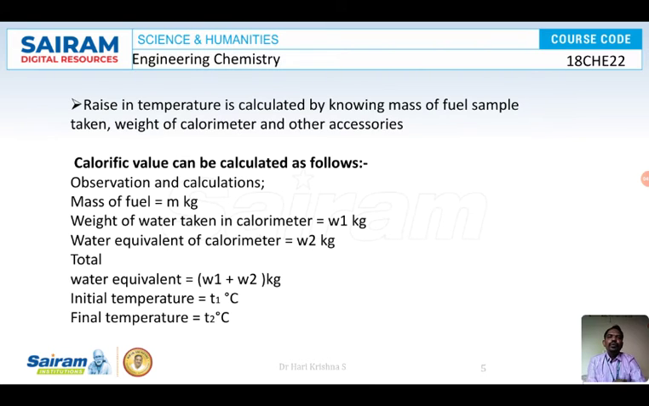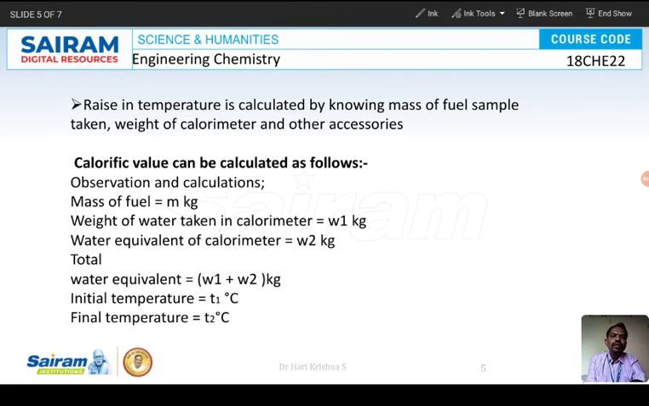First note down the mass of the fuel. Let us consider the mass of the fuel to be m kg. Weight of water taken in the calorimeter is W1 kg. Weight of water equivalent of calorimeter is W2 kg. Total water equivalent is W1 plus W2 kg. Initial temperature is T1 degrees Celsius, and final temperature is T2 degrees Celsius.